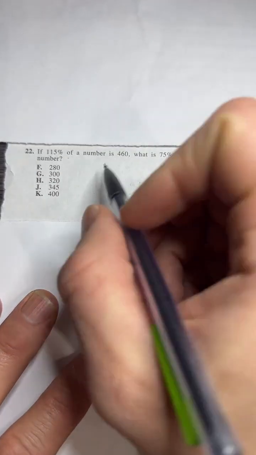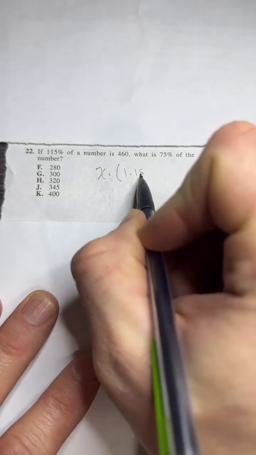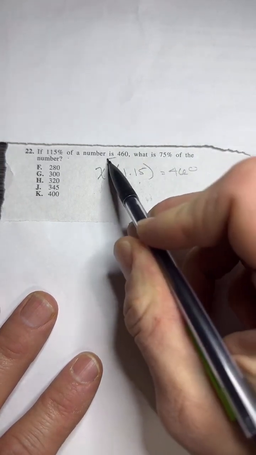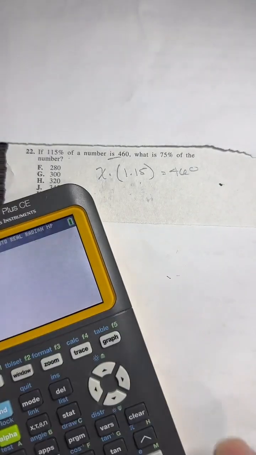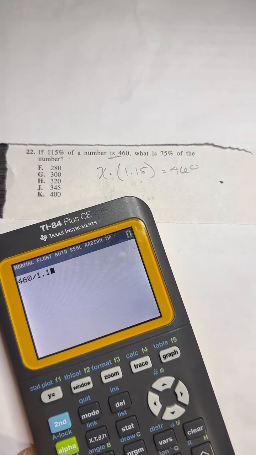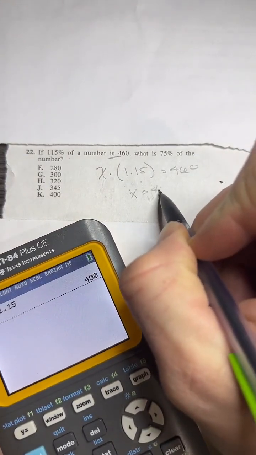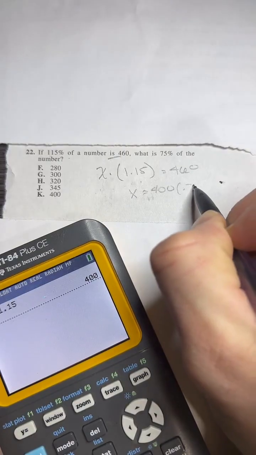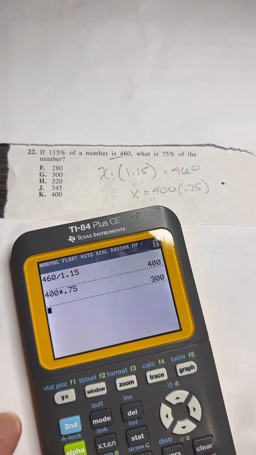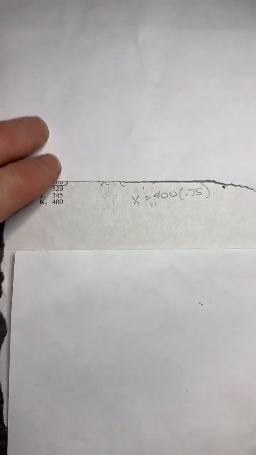So 115% of the number is 460. So some number x times 115%, I'm going to do 1.15. Percent is always going to be written as a decimal, equals 460. Remember, is means equals. So on my calculator I'm going to do 460 divided by 1.15. I'm going to end up getting 400. So my number is 400. Now it says what is 75% of that number? Always written as a decimal. So I'm going to take my 400 times 0.75, and I get 300. Shaden, you are right. All right, 300. Okay, Ty was a close second.